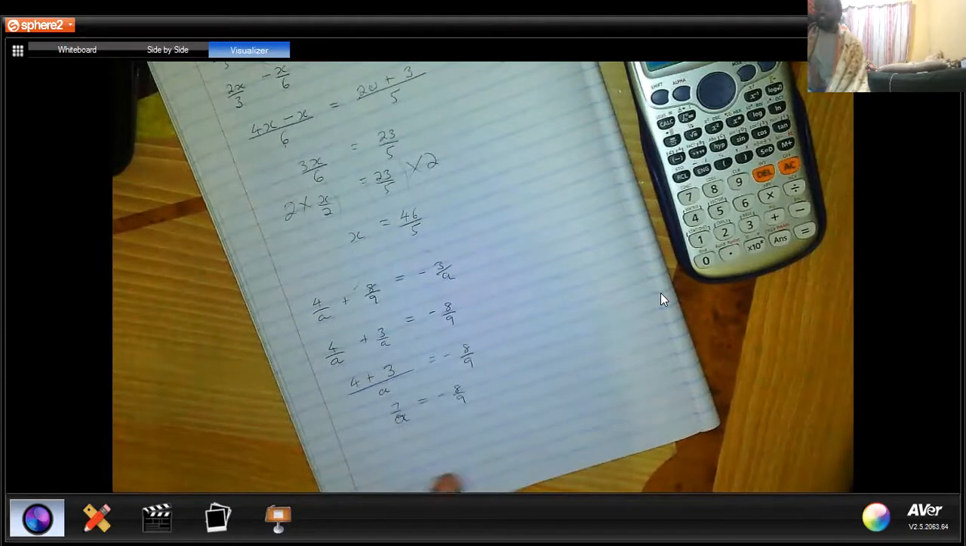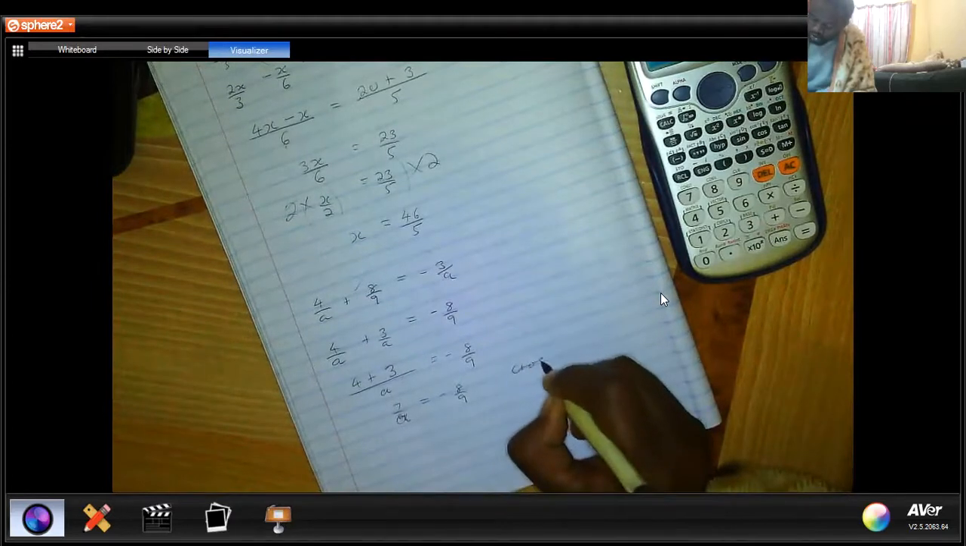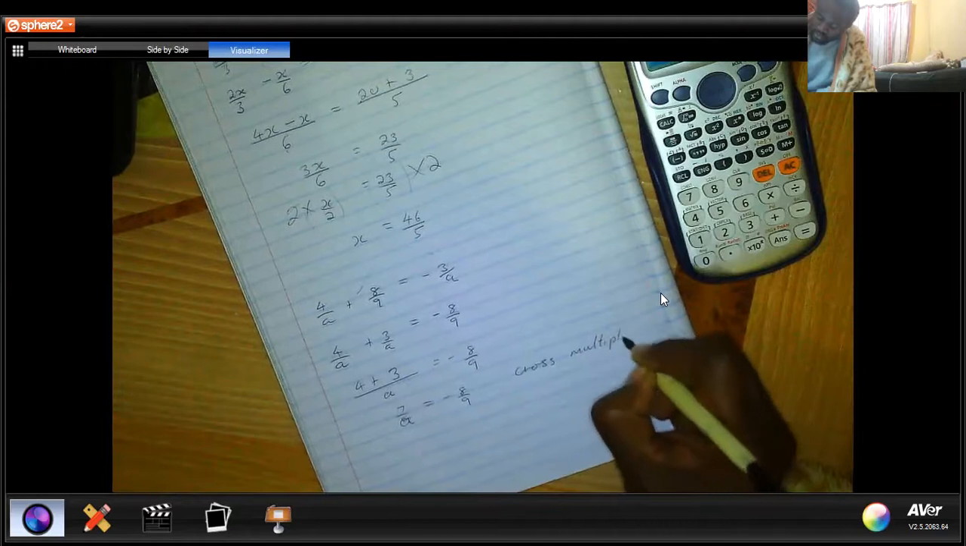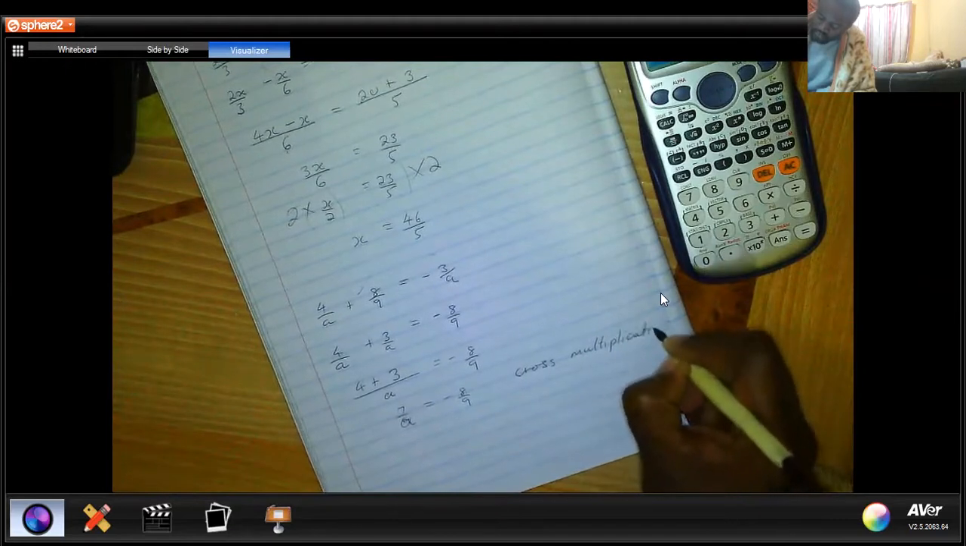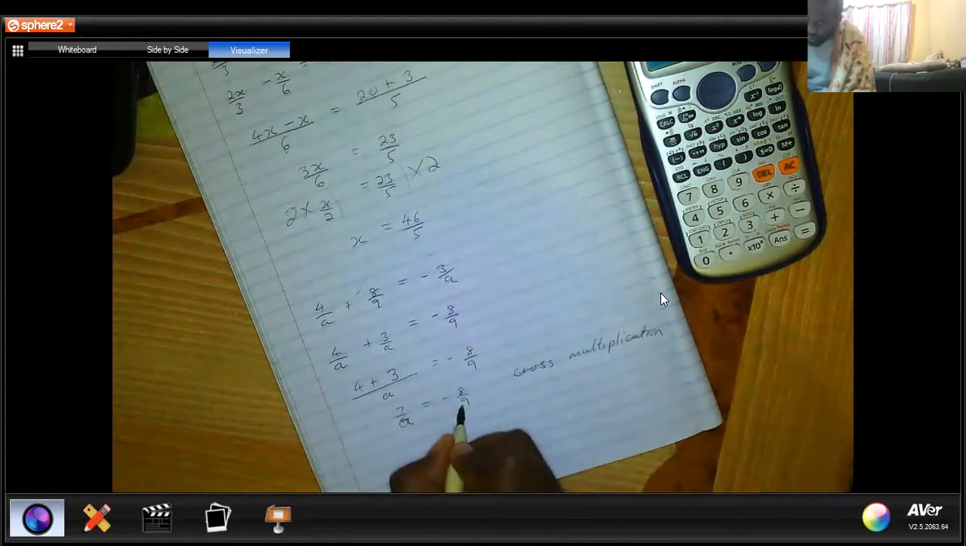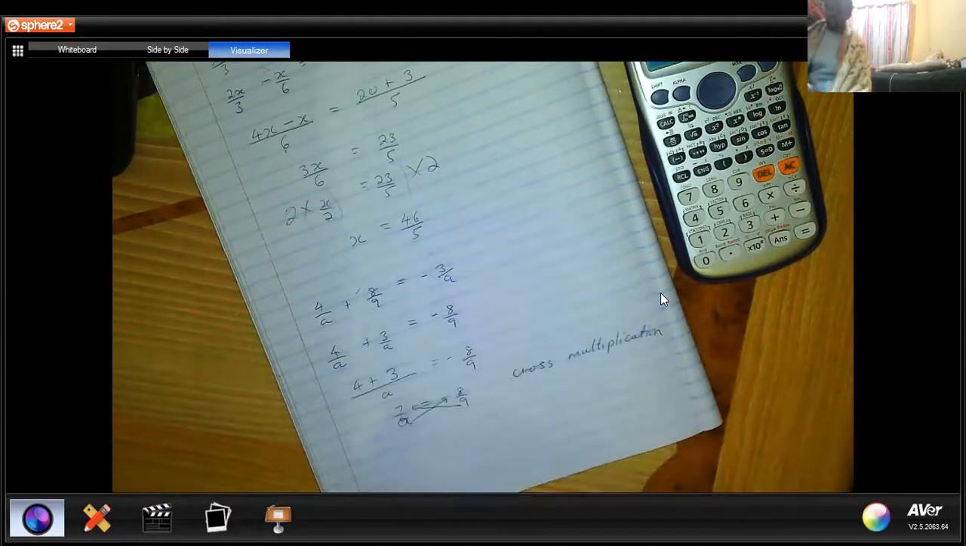Now you've got these two fractions. We want them to multiply. So we have what we call cross multiplication. What does it mean to cross multiply? It means to take the one on the bottom right to the top left, and the bottom left to the top right. You know what I mean.